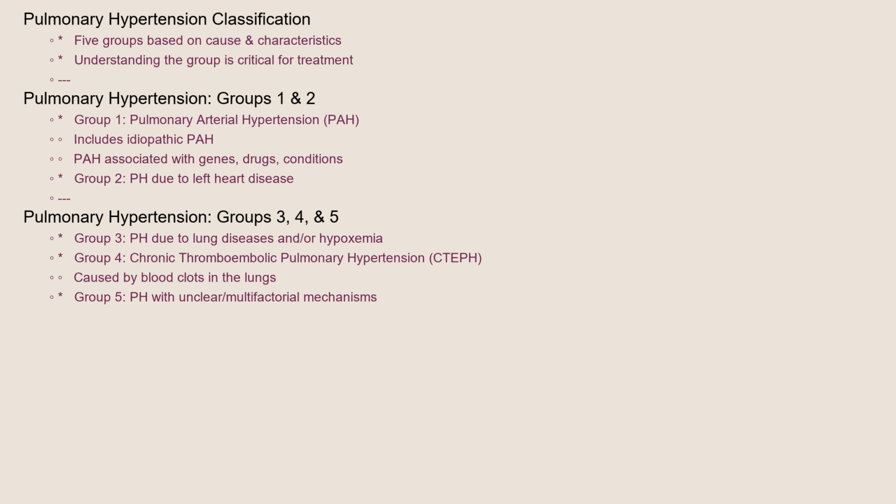Pulmonary hypertension is classified into 5 main groups based on the underlying cause and similar characteristics. Group 1 is pulmonary arterial hypertension, or PAH, which includes idiopathic PAH and PAH associated with certain genes, drugs, and other conditions. Group 2 is PH due to left heart disease. Group 3 is PH due to lung diseases and/or hypoxemia. Group 4 is chronic thromboembolic pulmonary hypertension, CTEPH, caused by blood clots in the lungs. And Group 5 is PH with unclear and/or multifactorial mechanisms. Understanding the specific group is critical for determining the most appropriate treatment strategy.